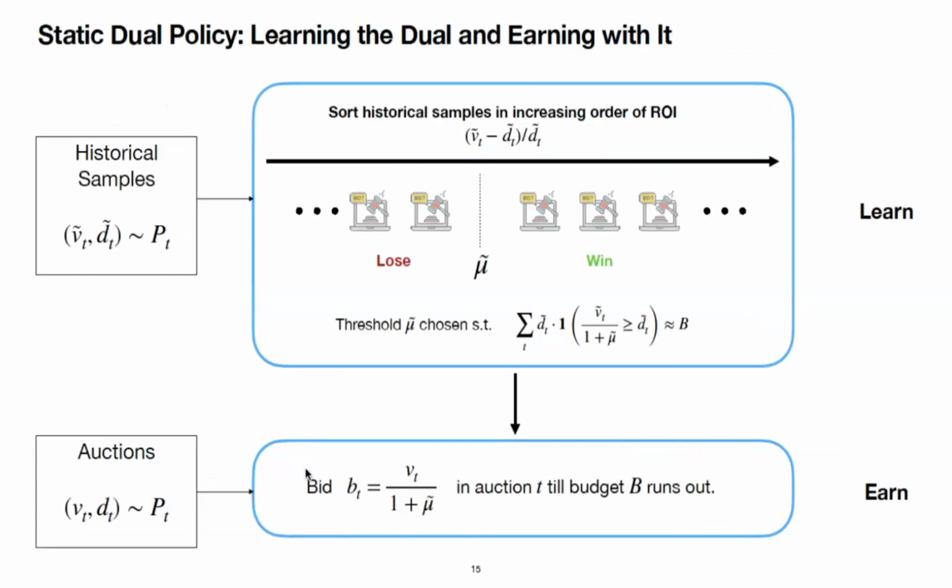So basically, this is the static dual policy. Mu star is a dual variable. It's static because I'm not updating mu star at all. Here's what is happening. You see the historical data in this order. You choose the threshold mu tilde like this. You bid b_t over 1 plus mu tilde in every single auction until you run out of budget. This is the learning phase. You learn the mu tilde, and you earn by bidding this.